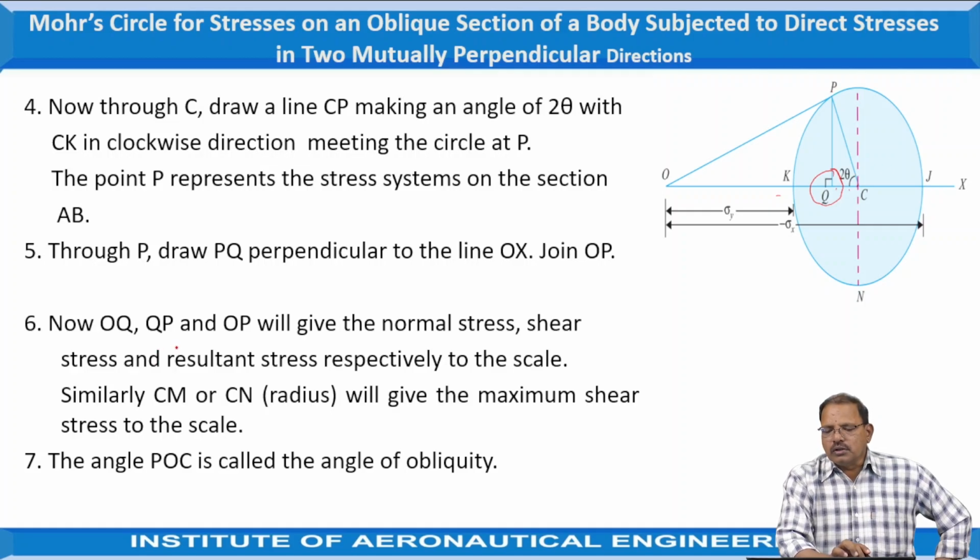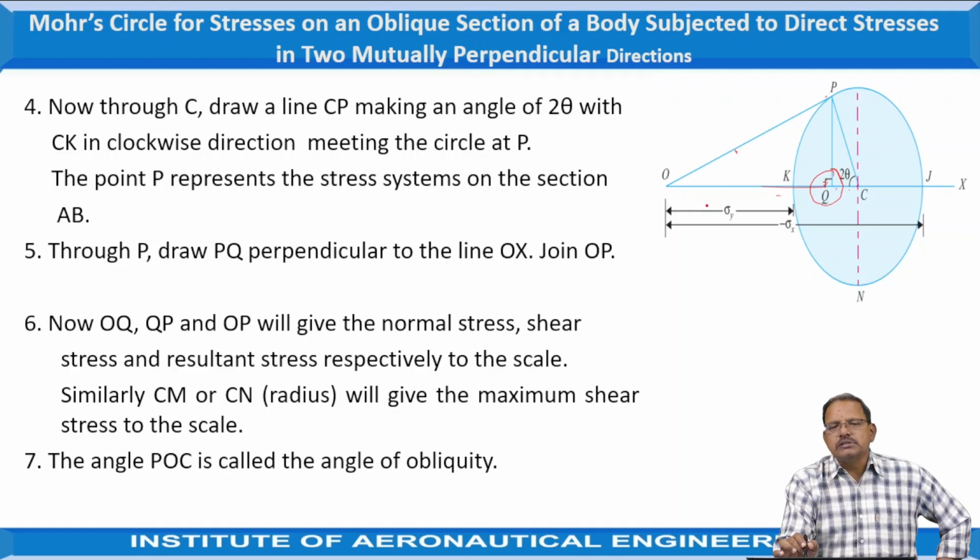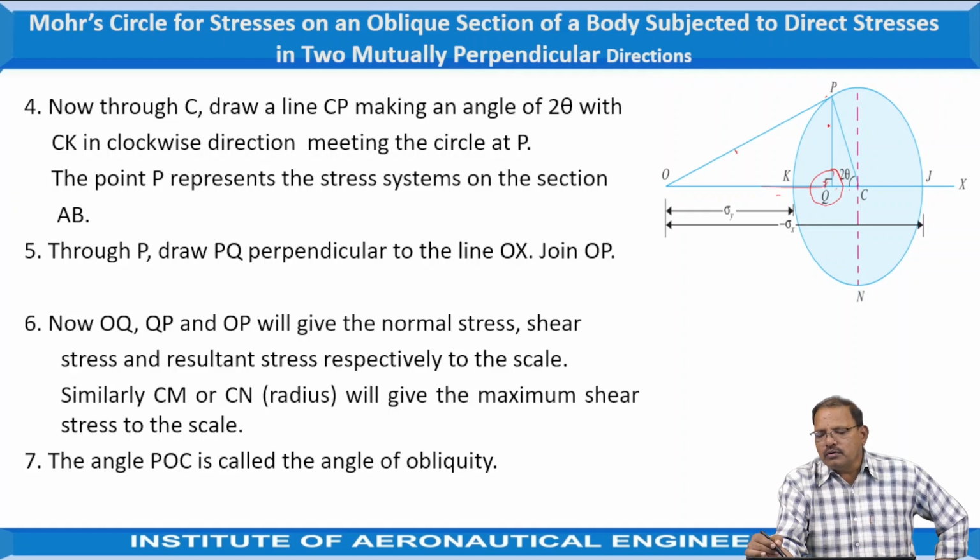Now OQ, QP and OP, these three lines we are considering. OQ is representing the normal stress acting on the oblique plane according to this circle, PQ is representing the shear stress, and OP is representing the resultant of the shear stress as well as the normal stress which are acting on the oblique plane according to some suitable scale.